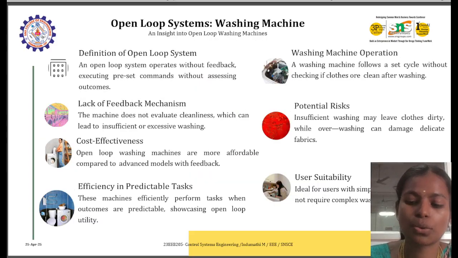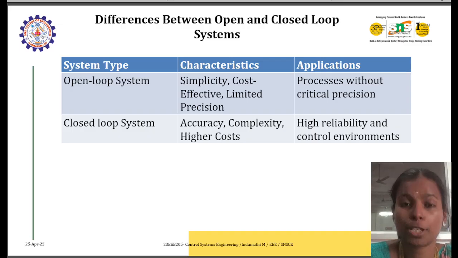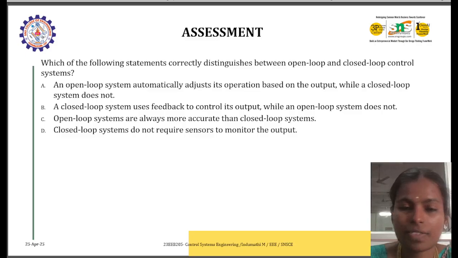Okay. Now we'll go with the difference here. What are the differences between open loop and closed loop systems? The open loop system is simple, has limited precision, and for application, we have just seen the washing machine is one of the best examples of an open loop system. And in a closed loop system, the accuracy is very good, it is a very complex system, and the cost is very high. The applications need high reliability and controlled environments. We have seen that the thermostat is one of the best examples of a closed loop system. Now, we'll go through this question.